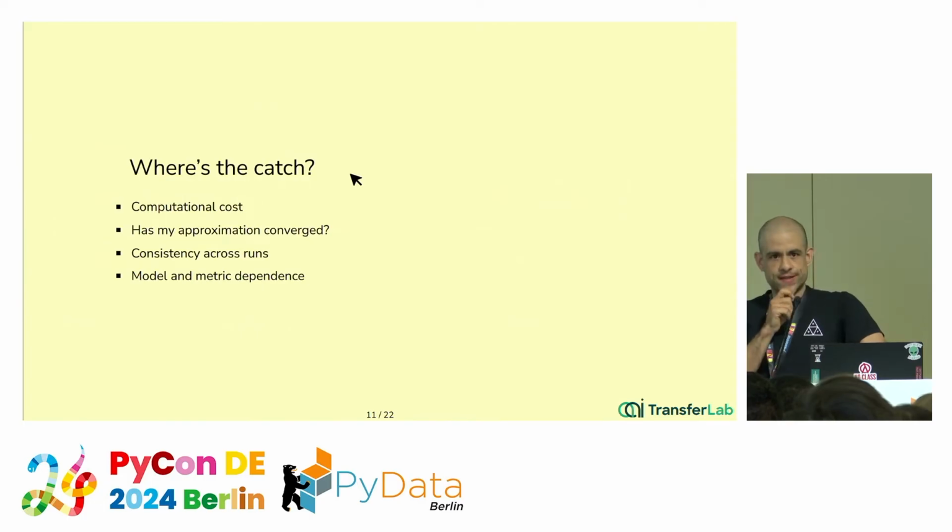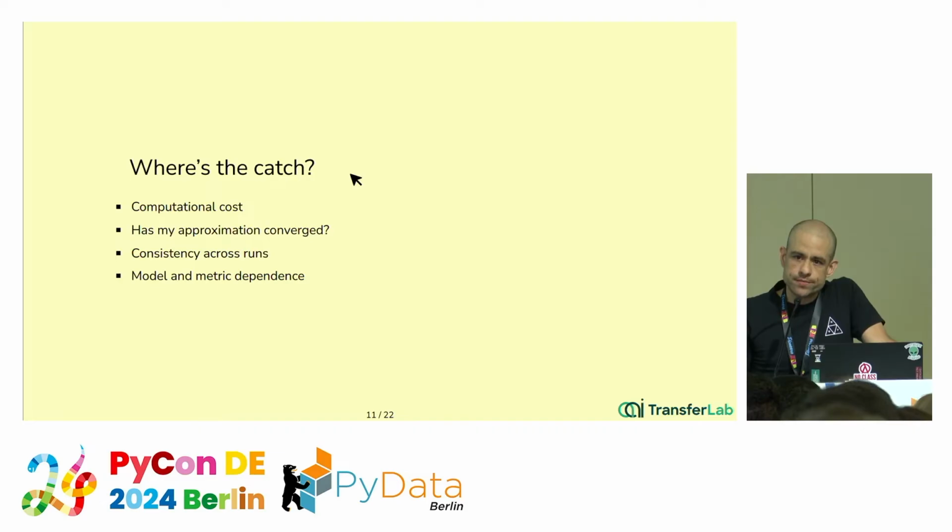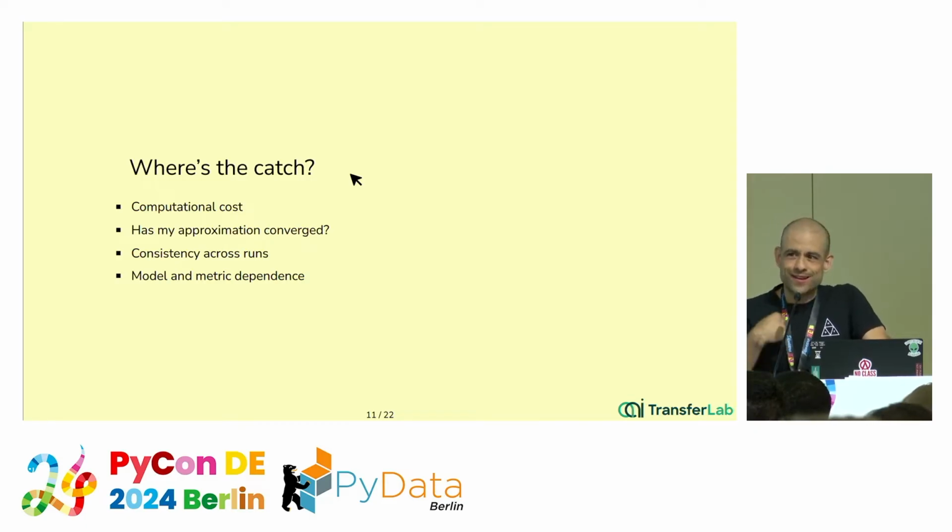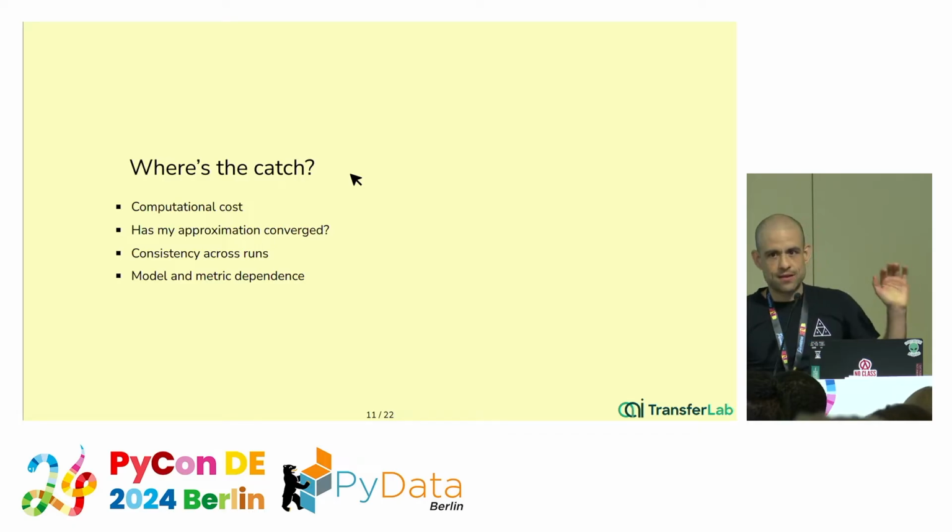So what's the catch here, right? Sounds like too good to be true. I mentioned computational cost. 2 to the power n is pretty bad. Also, because this is pretty bad, I'm going to be doing Monte Carlo of some sort. So when have I converged? There's another question. Then how sensitive is this to the random seed, to the data split and all these things? There are multiple sources of randomness here. And then finally, this is dependent on the model and the metric that I pick. This is tightly coupled to it.